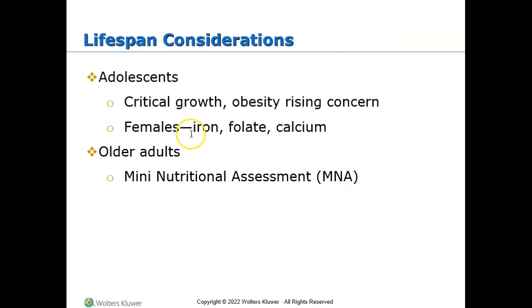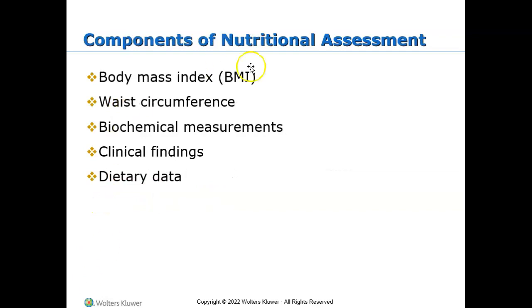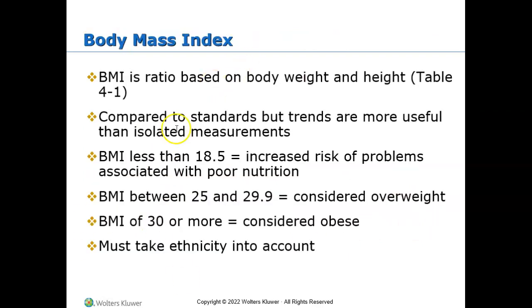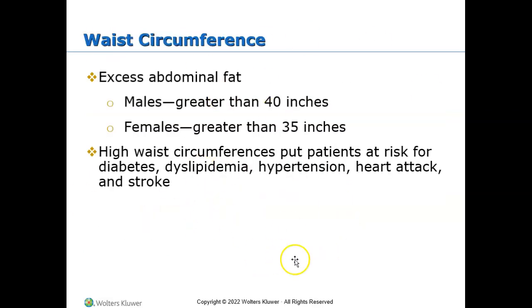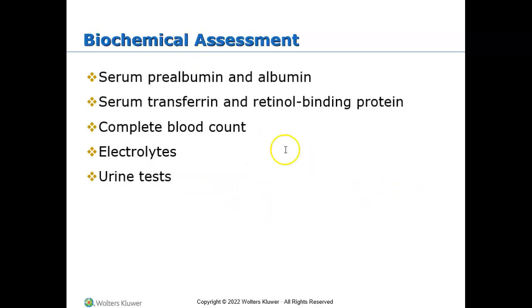Lifespan considerations. Remember, we're only focusing on our older adults. You want to do a mini nutritional assessment. Components of an assessment include body mass index and dietary data, your own clinical findings. This talks about calculating your body mass index. We're not going to spend a ton of time on BMI. But if your waist circumference is greater than 40 inches in males and 35 in females, you're putting patients at risk for diabetes, dyslipidemia, which is high cholesterol, hypertension, heart attack, and stroke risks. They increase.